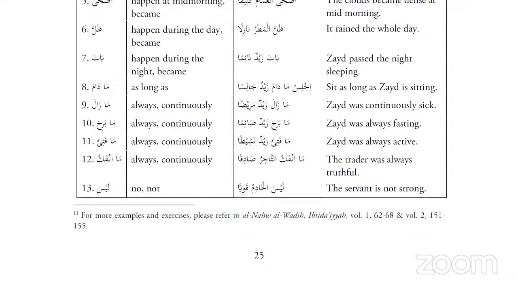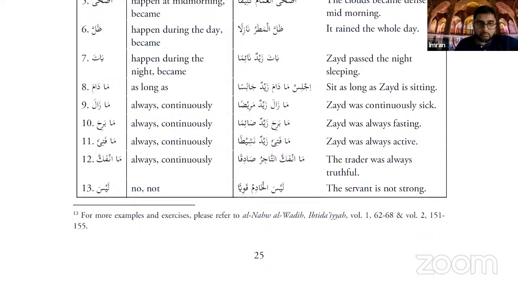Mazala, always, continuously. Mazala Zaidun Marizan. Zaid was continuously sick. So here again, Mazala would be the particle. Zaidun is the ism of Zala, and Marizan is the khabar of Zala. Excellent.